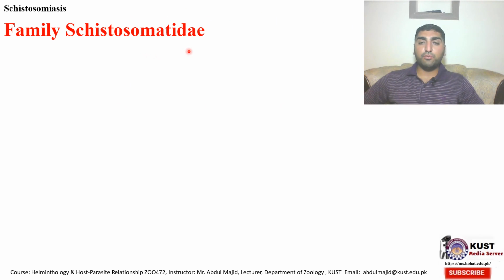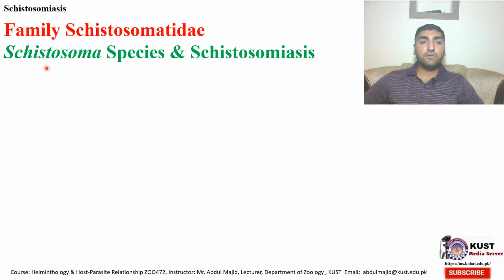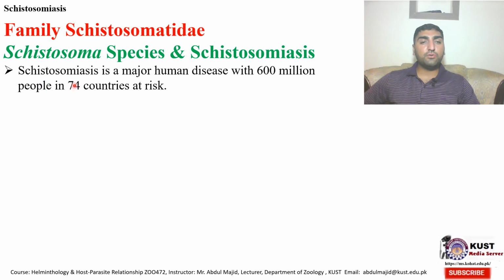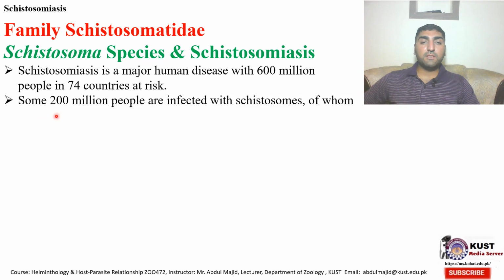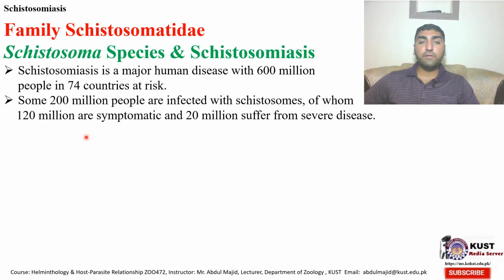Family Schistosomatidae. Schistosoma species and the disease or the condition known as schistosomiasis. Schistosomiasis is a major human disease with 600 million people in 74 countries at risk. Some 200 million people are infected with schistosomes, of whom 120 million are symptomatic and 20 million suffer from severe disease.